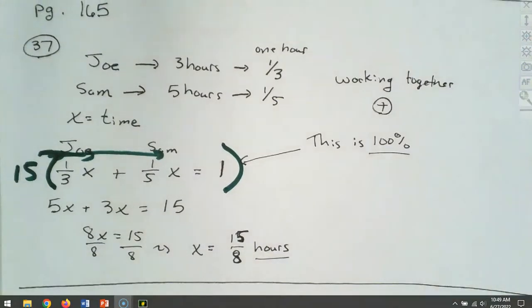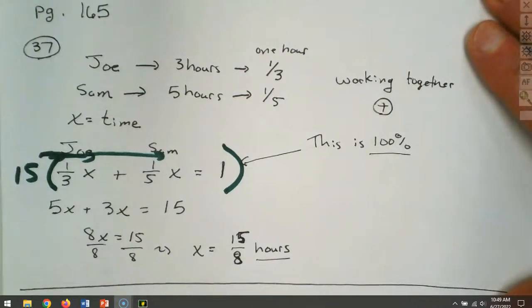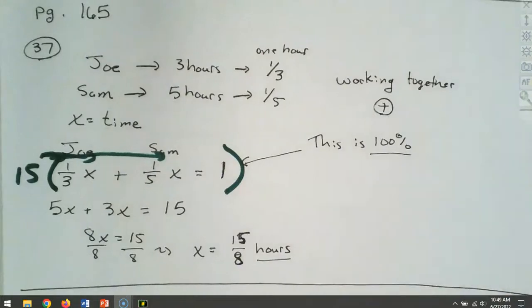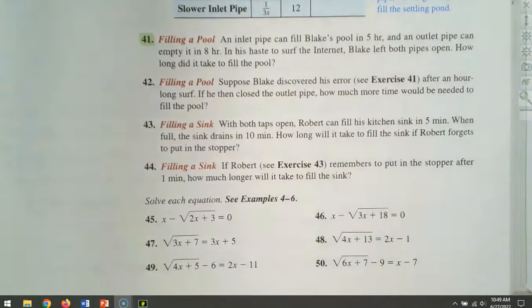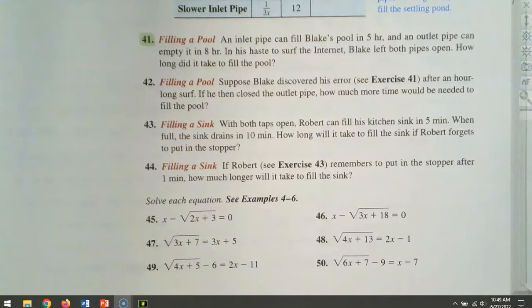Let's do a subtraction one. And then that'll be it for this section. So let's look at 43. This one's a subtraction question. With both taps open, Robert can fill a kitchen sink in 5 minutes. When full, the sink drains in 10. How long will it take to fill up the sink if Robert forgets to put in the stopper?